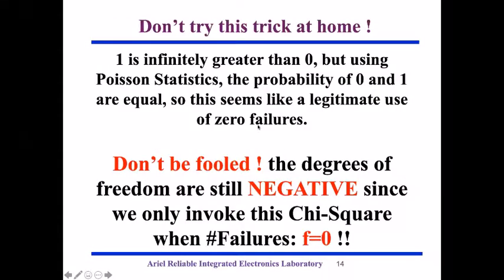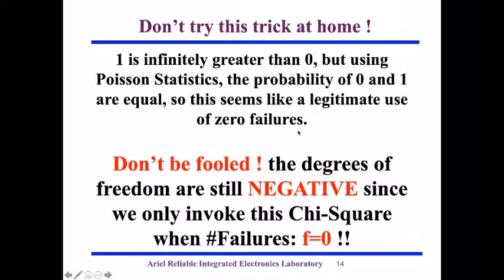Okay, so as I say, you should not try this experiment at home. Make sure you do it in a good laboratory, and make sure you have JEDEC standards behind you, because 1 is infinitely greater than 0. But using Poisson statistics, of course, a posteriori, which means after you've done the test and you didn't find any failures, you can say the probability of getting 0 and 1 are equally likely. So I'm allowed now to, instead of 0 in the numerator, put in a 1, and it seems like a legitimate use of 0 failures.